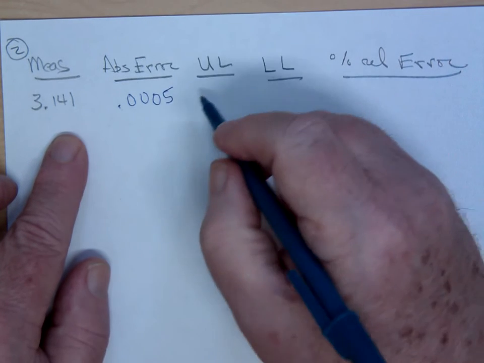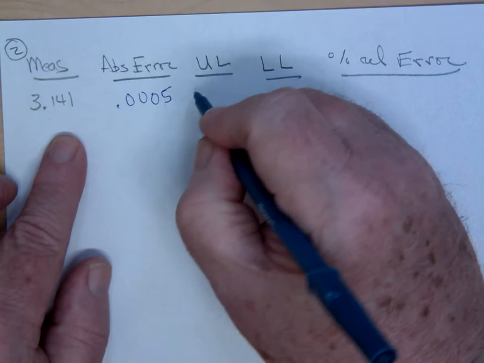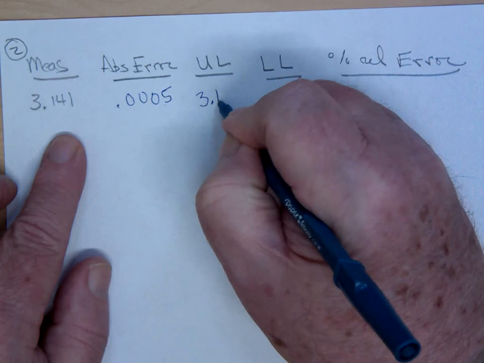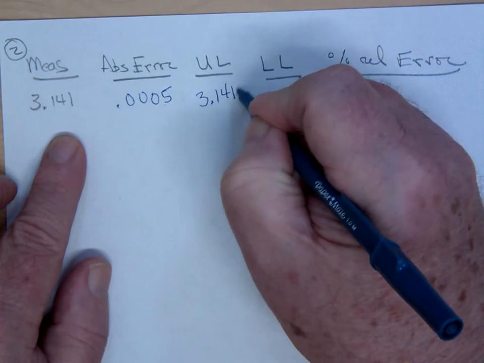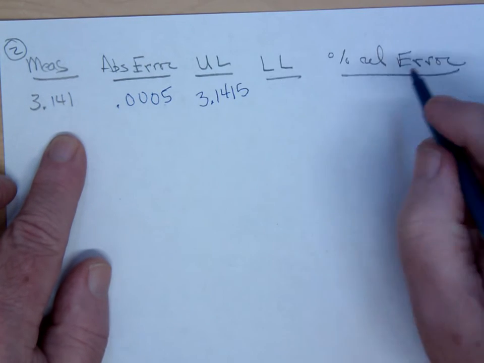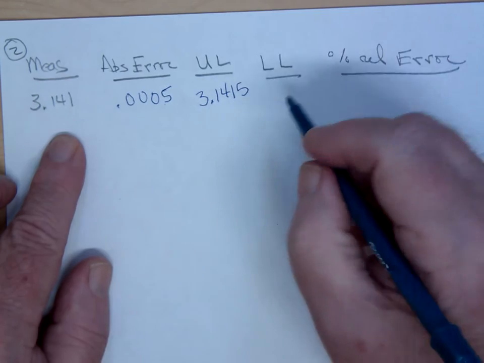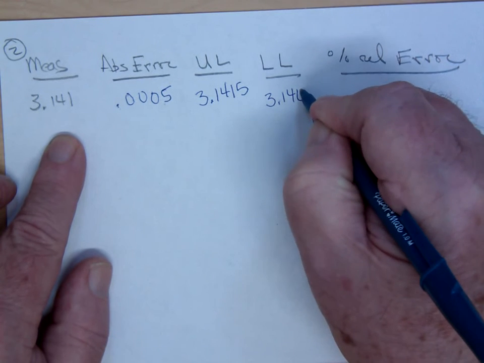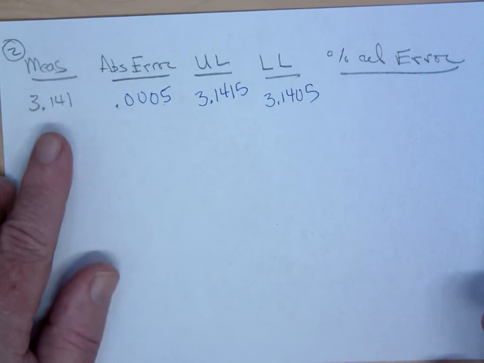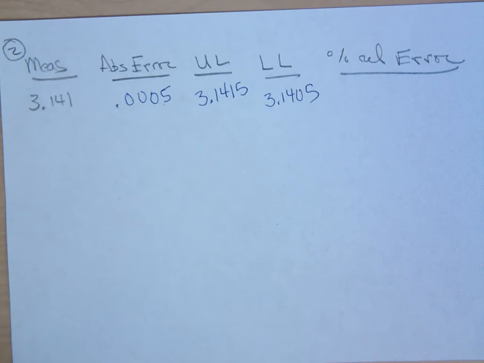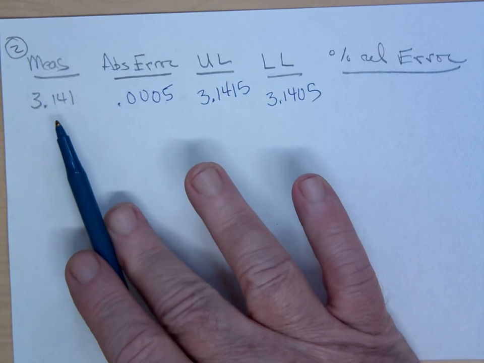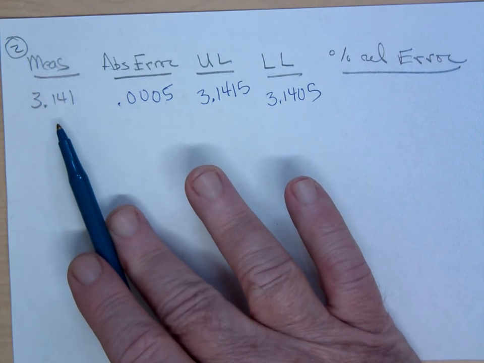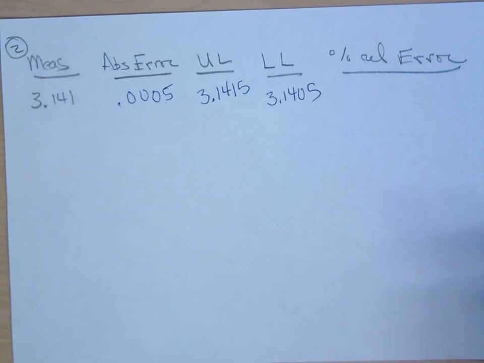The upper limit is going to be when I add that to this, so that is going to be 3.1415, and I could subtract also from that for the lower limit, so I would have 3.1405, and then I have the relative error. Now the relative error is found by taking the absolute error divided by the number itself, the measurement itself.